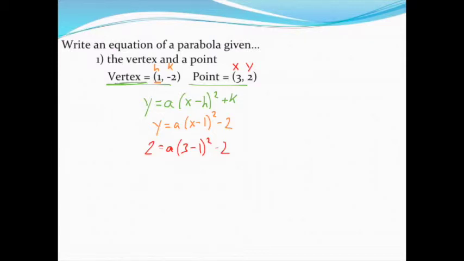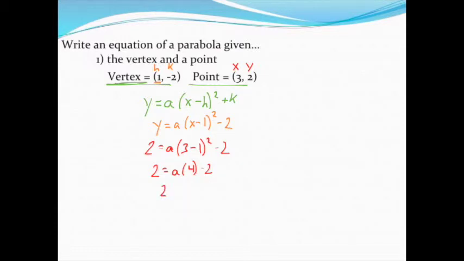Let's go through this and simplify and rearrange a little bit. So I've got a, now in parentheses, let's just do order of operations. 3 minus 1 is 2, and 2 squared gets me 4. So this is a times 4, and then minus 2. Be really careful at this step because people want to do 4 minus 2, and that's not order of operations.